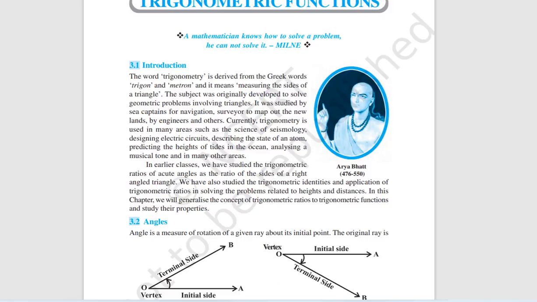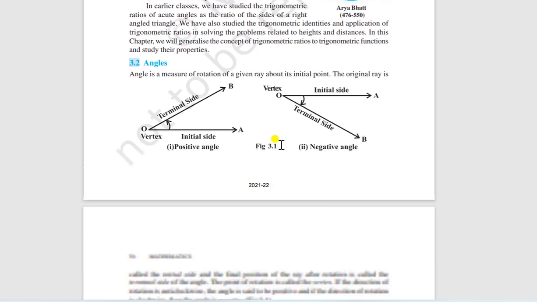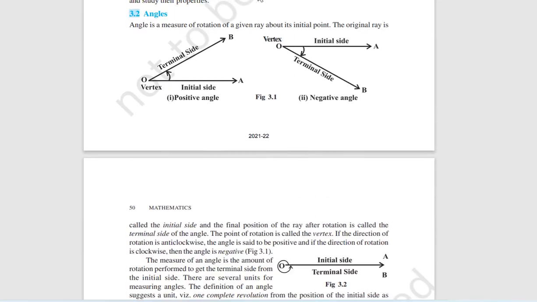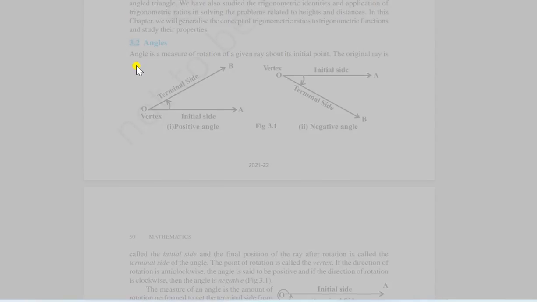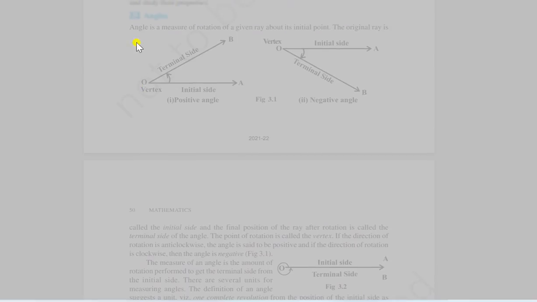So we'll begin with reading this chapter. We'll start with angles, angle, triangle, from here, and study their properties. 3.2 Angles. Angle is a measure of rotation of a given ray about its initial point.